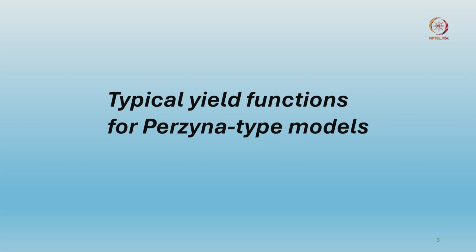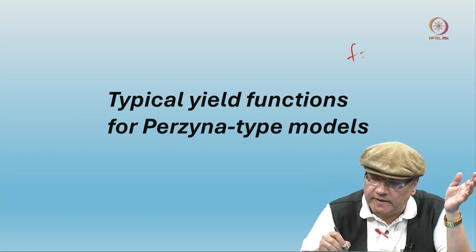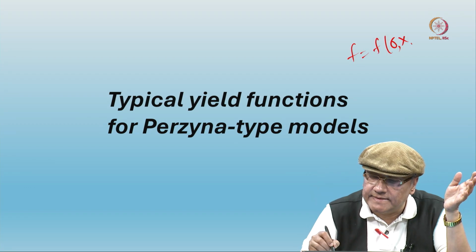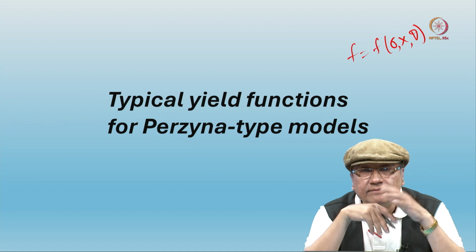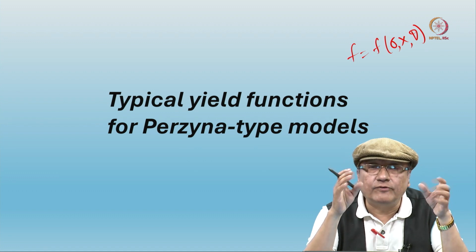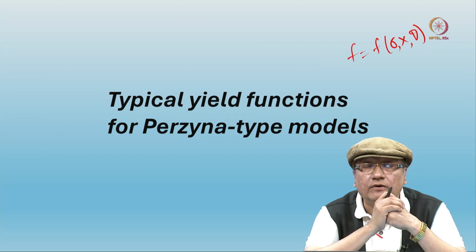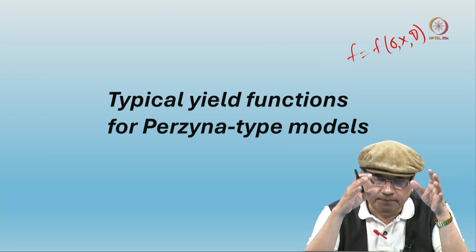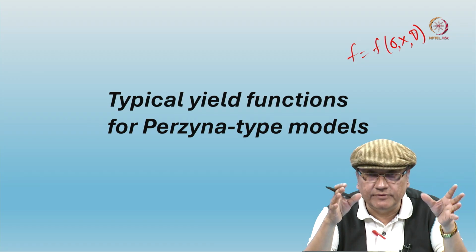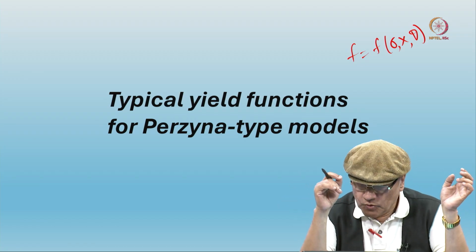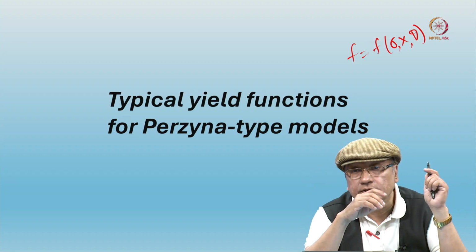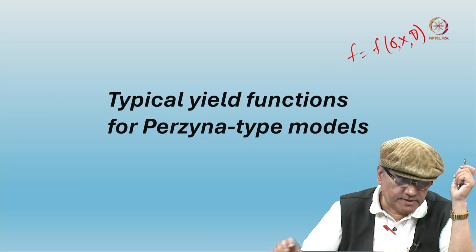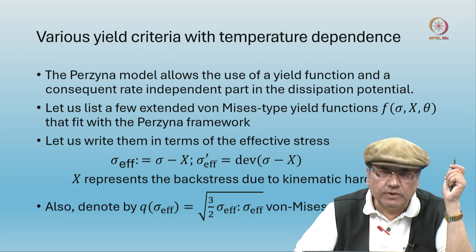Now let us take a look at, because we have been discussing yield functions of this kind, in which f is a function of sigma, x, theta, etc. But we have not talked of very specific forms of f which we can make use of in deriving my Perzyna type models before implementing in a computer. We must talk about a few very well known such yield functions which are used with Perzyna type models in practice. So let us talk about that now.